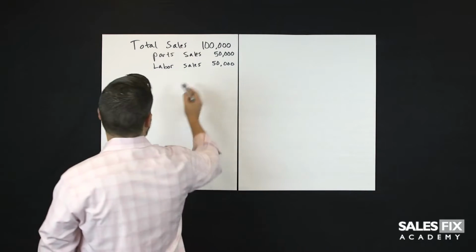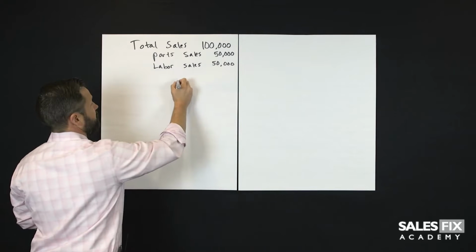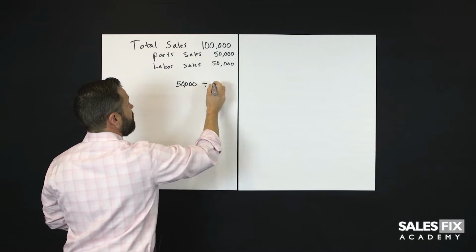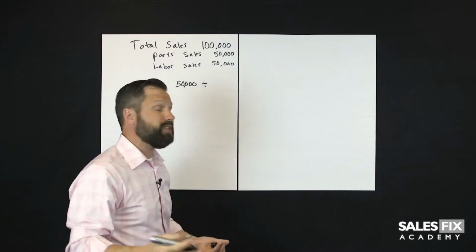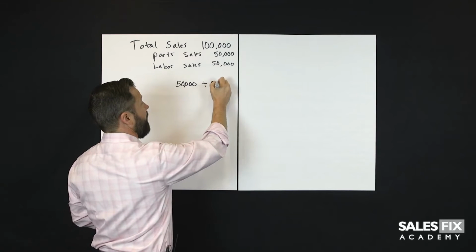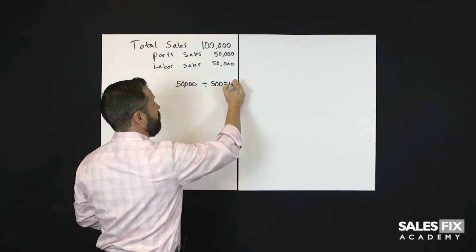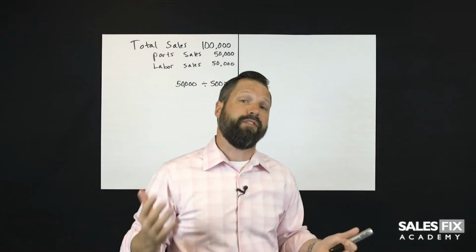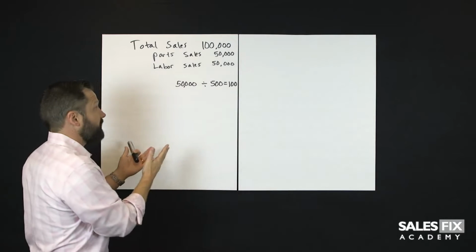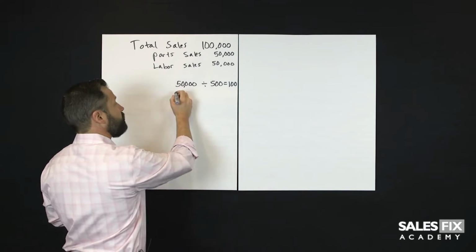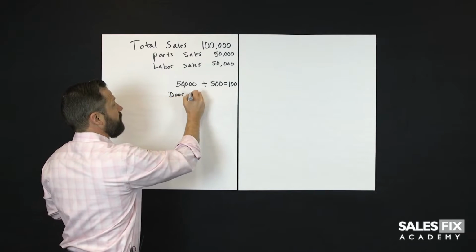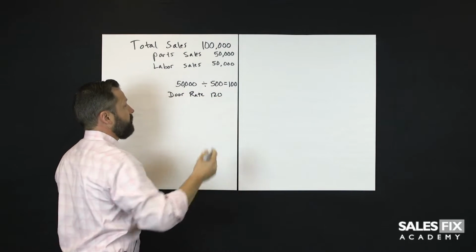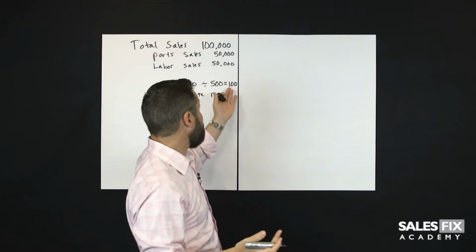You take that $50,000 worth of labor sales and divide it by however many hours you did. So let's say you did 500 hours that month. That would equal $100 at the end of the month for an effective labor rate. Now that might sound great, but what if your door rate is actually 120? It turns out your effective labor rate is 100.